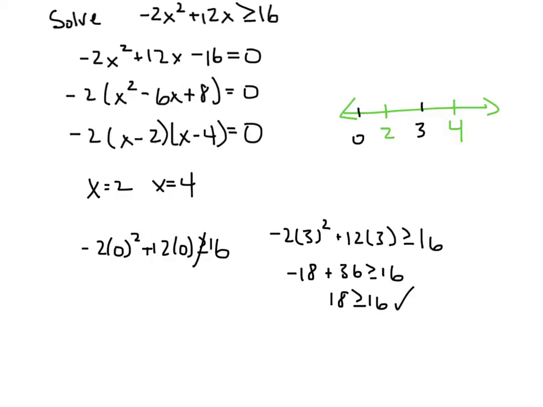My critical values are included because it's or equal to. So I include 2, include 4, and the 3 was true, so everything in between is shaded. This is an and situation, so we have 2 is less than or equal to x, less than or equal to 4.